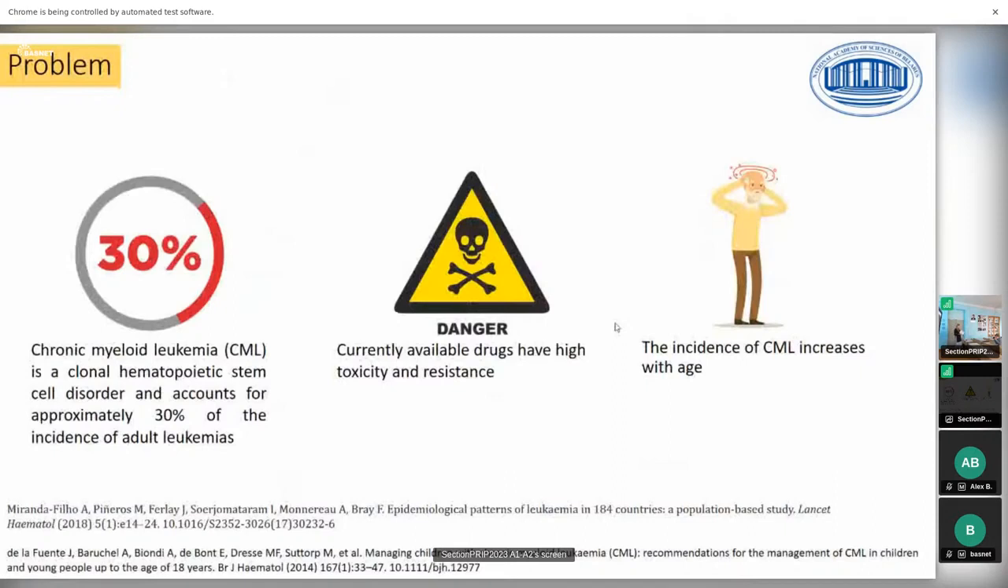So, chronic leukemia is an important problem for society. The first reason is that currently we don't have available drugs. All of the drugs we have show high toxicity and resistance. And that is very relevant, especially for the donors and for all European countries. Chronic leukemia is mostly a disease of people of old age.